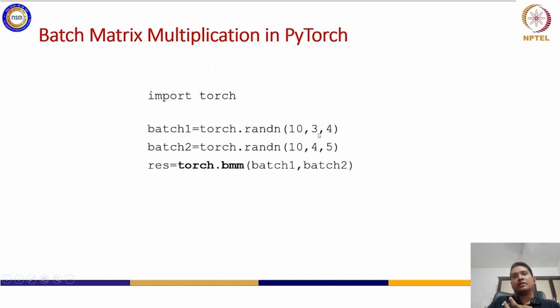What is the spatial structure? 3 by 4. So you have 10 3 by 4 matrices, and another 10 4 by 5 matrices as batch 2, and you want to multiply these two batches using the BMM function, batch 1 and batch 2. If you want to see the resultant batch matrix size, it will be 10, because 10 matrices multiplied with 10 other matrices give 10 resultant matrices. 3 by 4 times 4 by 5 matrix multiplication gives 3 by 5 as the resultant matrix dimension.